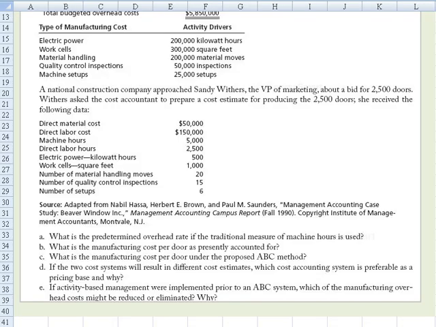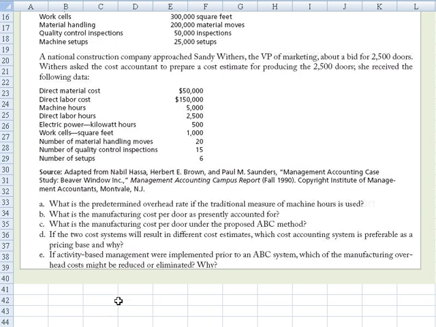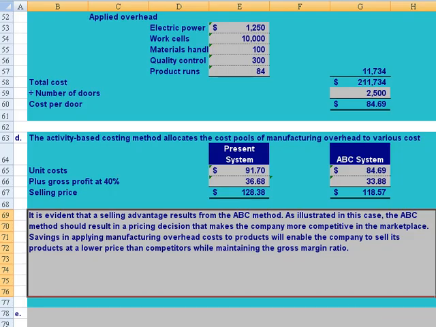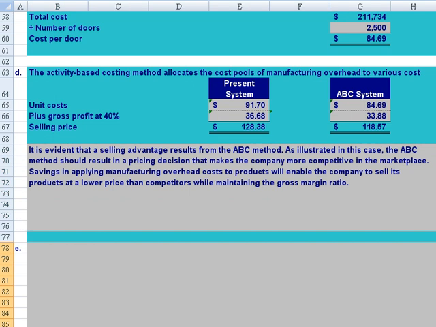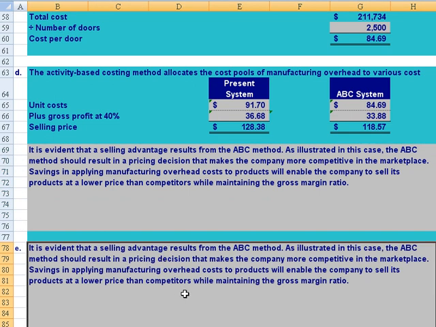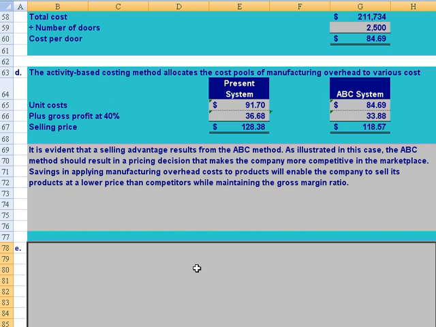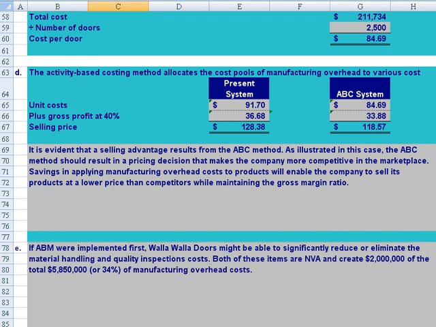All right, and you could have paused it, by the way, or pause it now and go back if I didn't give you enough time to read it. Number E says, if activity-based management were implemented prior to an ABC system, which of the manufacturing overhead cost might be reduced or eliminated? Okay, so now we're talking about ABC and ABM, and our author tells us it's evident that, I've got this, the same one, I copied the wrong one. Hang on one second here. Okay, now let's read what the solution to E is.